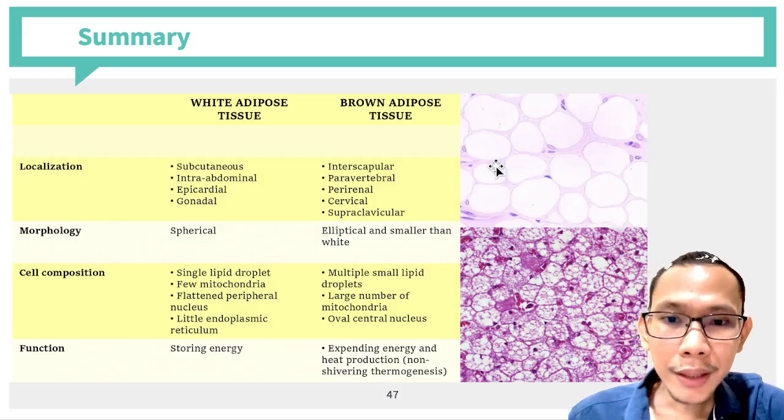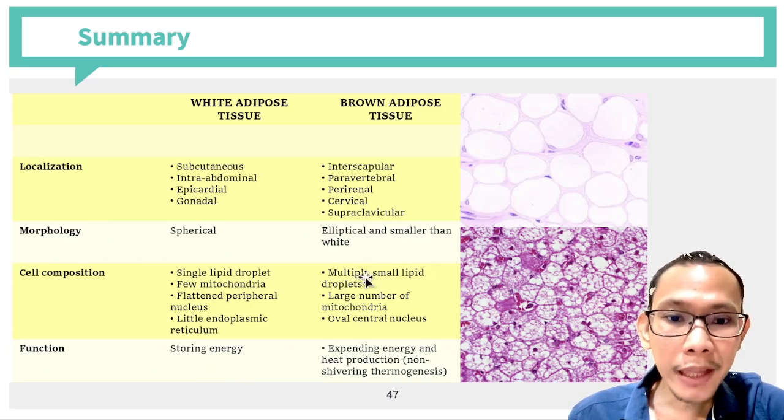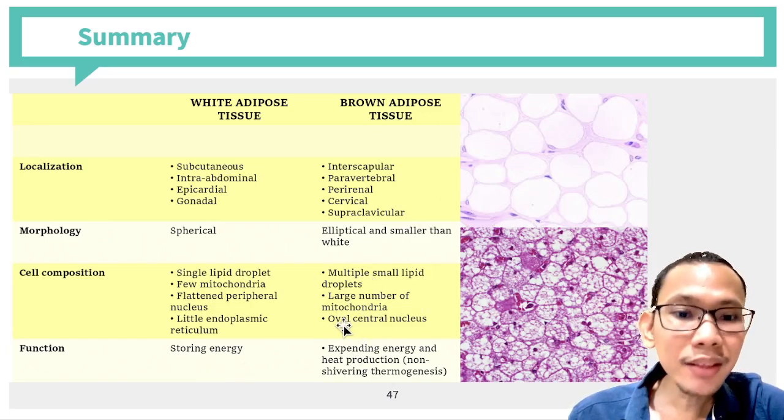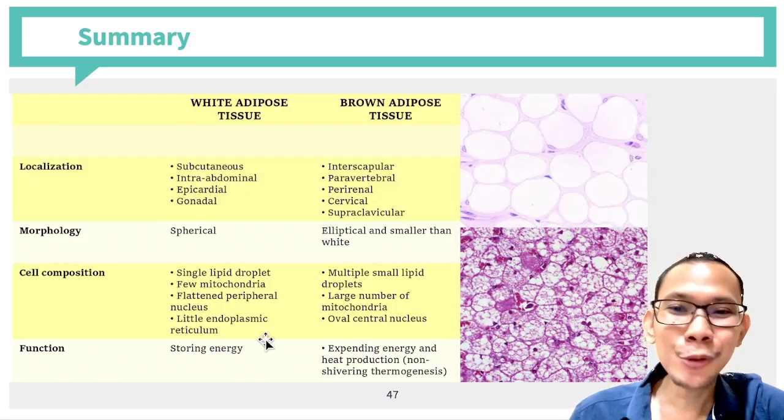We all know that white adipose is basically for storing energy. Brown adipose tissue is for expending energy and heat production, for non-shivering thermogenesis.